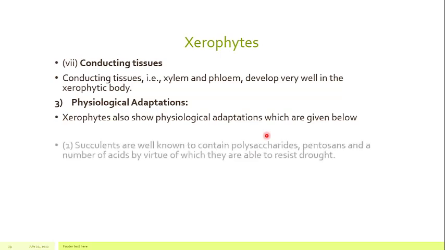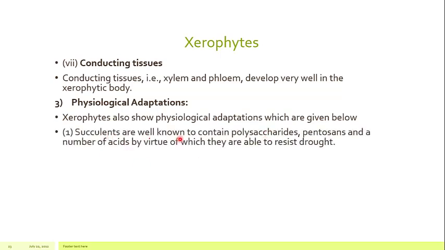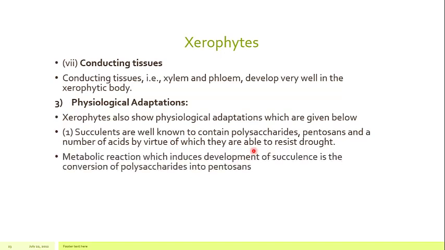In succulency, the succulents are well known to contain polysaccharides, pentosanes and a number of acids by virtue of which they are able to resist the drought. As we have classified xerophytic plants into 3 different categories, one category is drought resistant plants. And how are they resisting the drought? Because they are storing polysaccharides, pentosanes and many other compounds which enable them to resist the drought.